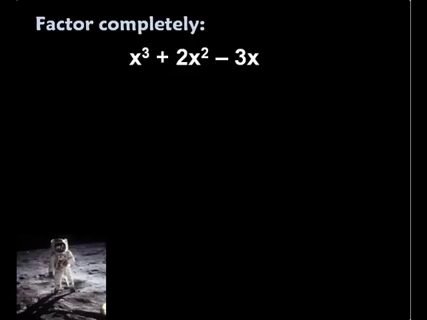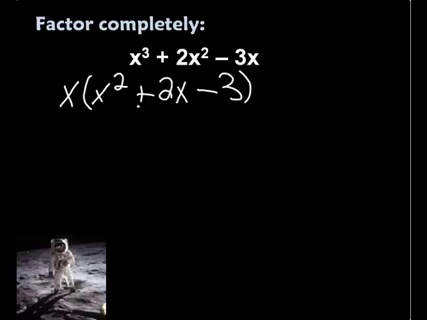Let's try this one. Remember, the first thing I have to do is look and see if there are any common factors. And there are. Each one of these terms has an x in it. So I'm going to factor out an x. If I take x to the third divided by x, I end up with x squared. 2x squared divided by x is 2x. And negative 3x divided by x is negative 3.